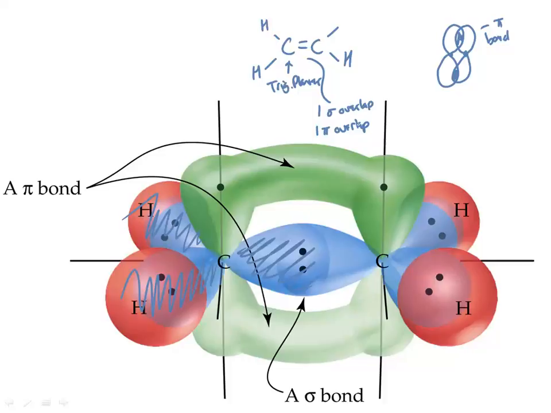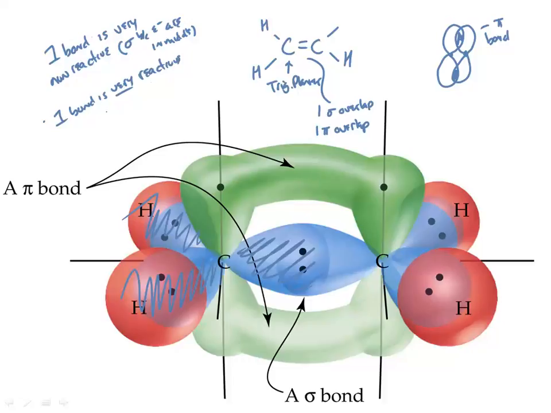And what that allows us to do is very neatly to explain many of the features of carbon-carbon or carbon-oxygen double bonds, which is that one bond is very non-reactive. That's the sigma bond, because the electrons are in the middle. And one bond in that is very reactive. That's that pi bond, and that's because those electrons are exposed.